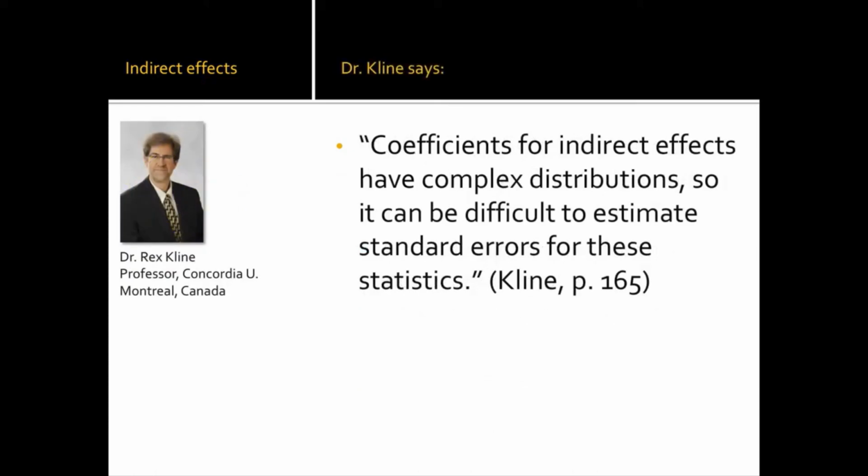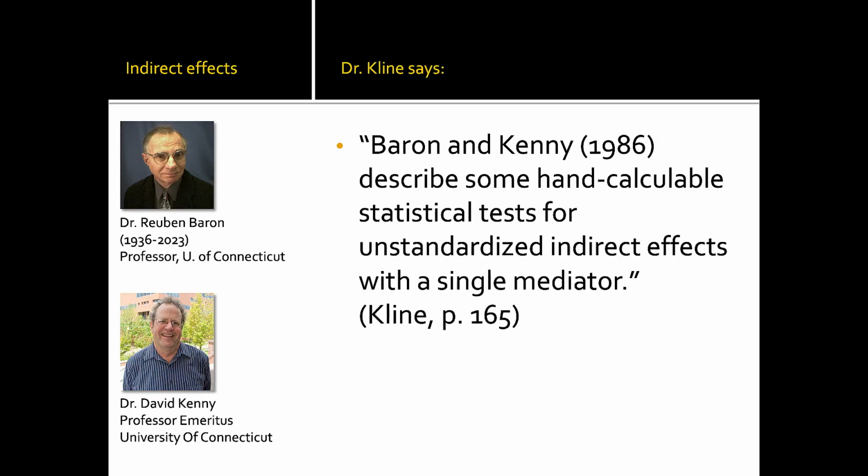So if we look at the next slide here, coefficients of indirect effects have complex distributions. This is the math behind it. This is Rex Kline talking from his book on SEM. So the math behind it is a little bit tricky, because you're multiplying some things together, right? You're multiplying a regression coefficient by another regression coefficient. So how does this come to be? Well, we're consulting the experts here.